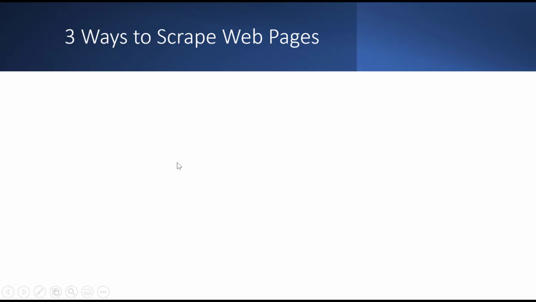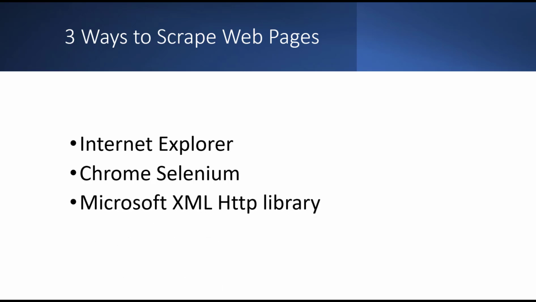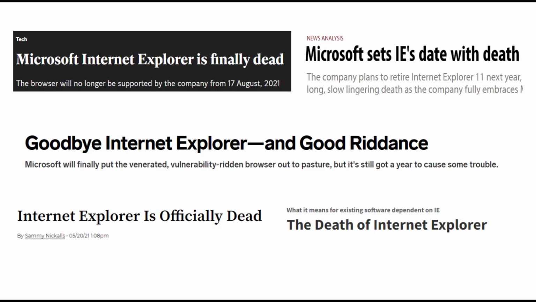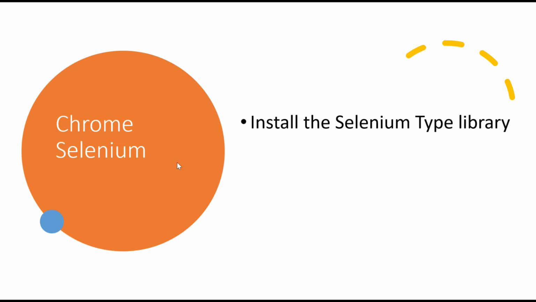If you want to scrape data from a web page using VBA, there are three common methods that most people use. The first is using the Internet Explorer library. Second, you can use the Chrome Selenium library. And third, we can use the Microsoft XML HTTP library. Now, Internet Explorer isn't an option anymore, as you may have heard. The Chrome Selenium library is becoming very popular. The main points to know about Selenium are, we need to install the type library and we need to have the Chrome browser installed to use it.